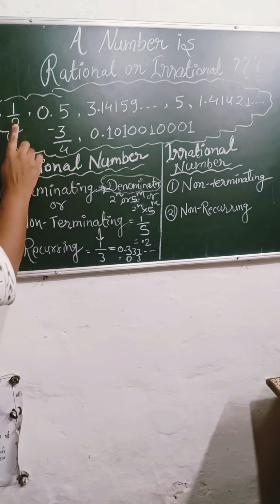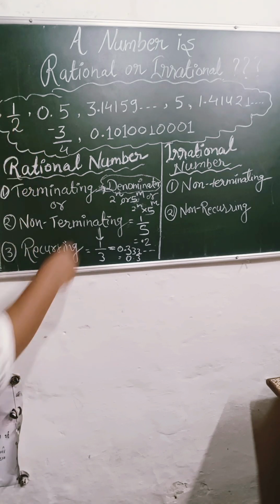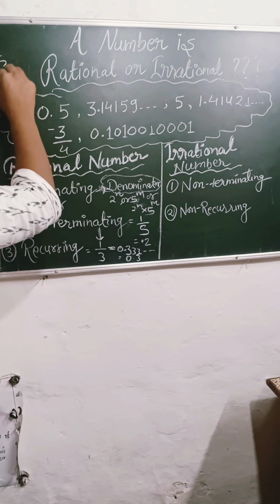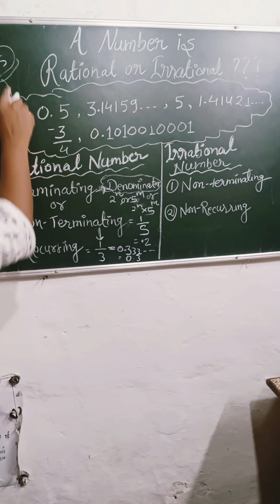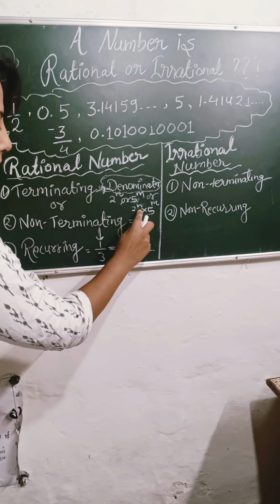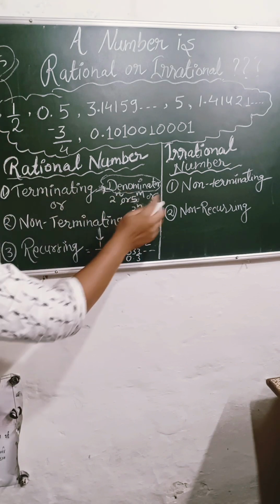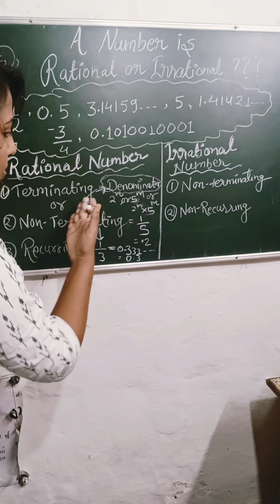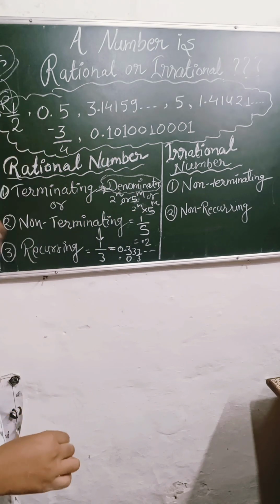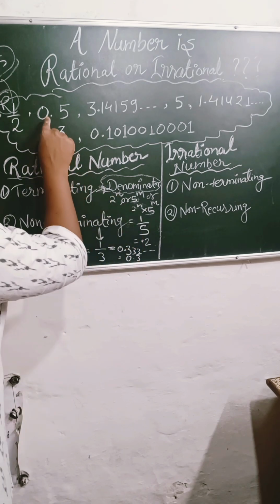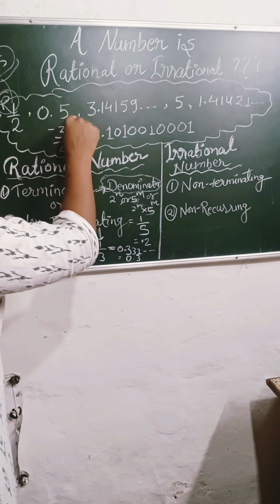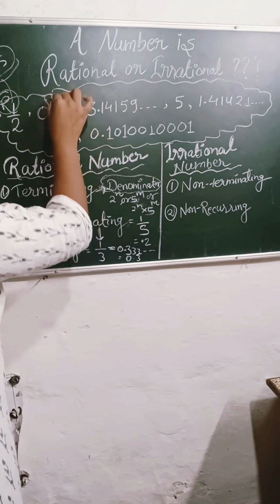Come to the first number. This is 1 by 2. If I convert 1 by 2, it will be 0.5. The denominator has the form of 2, so this is terminating. Terminating is not a condition in irrational, so this number is a rational number. Now come to 0.5. This is terminating, and there is no other number, so this is also a rational number.